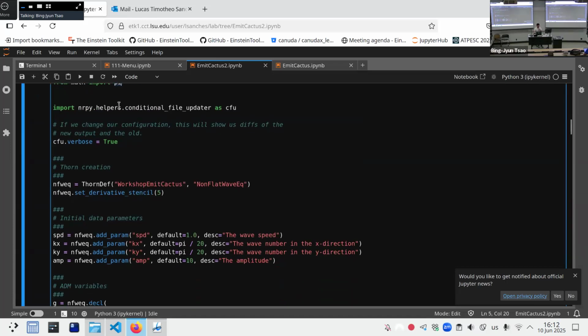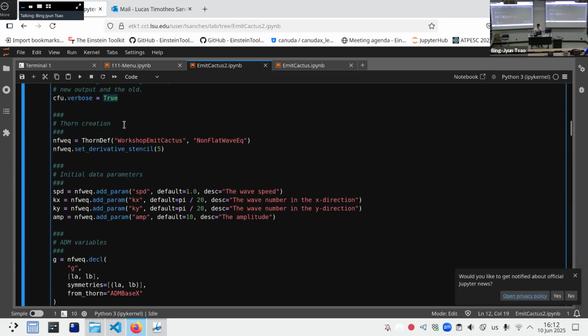Okay? This is just an NRP conditional file updater control. And here we get to the actual thing, right? So I'm defining this arrangement called workshop EmitCactus, and then I have this thorn called the non-flat wave equation, right? And of course, this is a thorn def. It gives me a handle, and I am using that handle to interact with my thorn def.